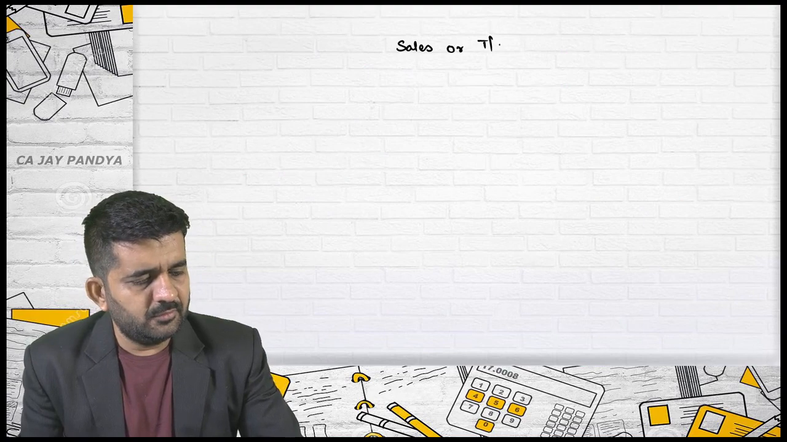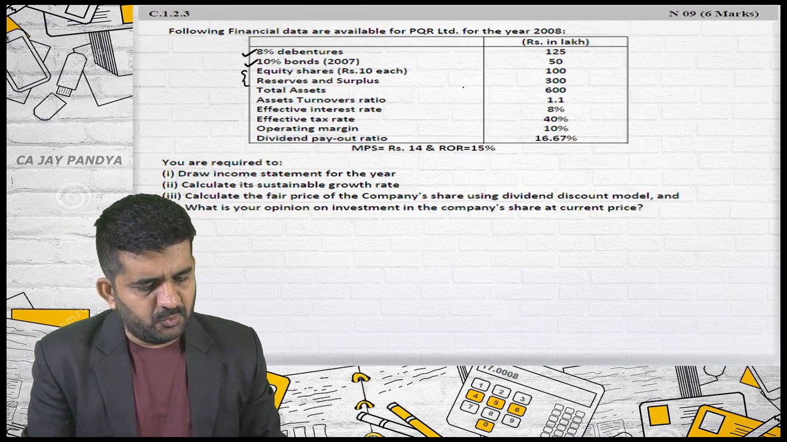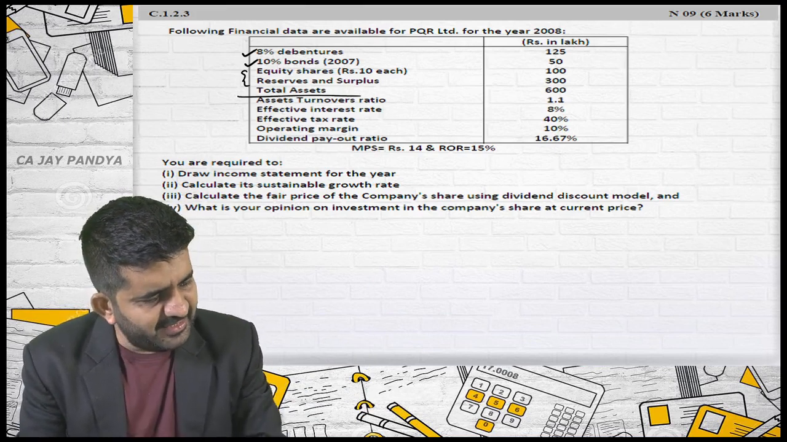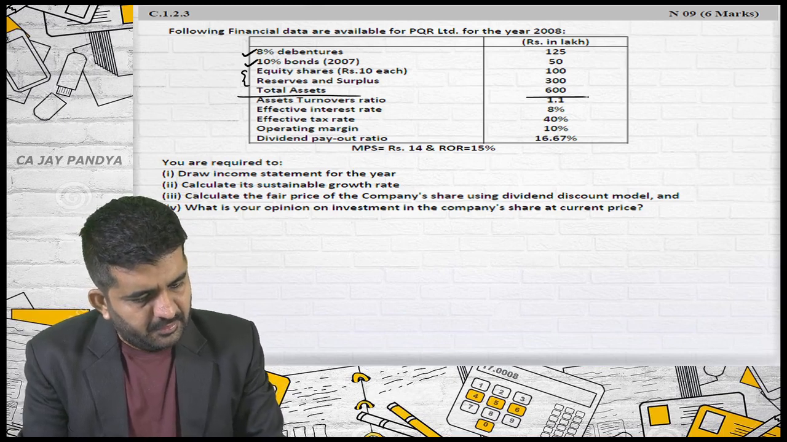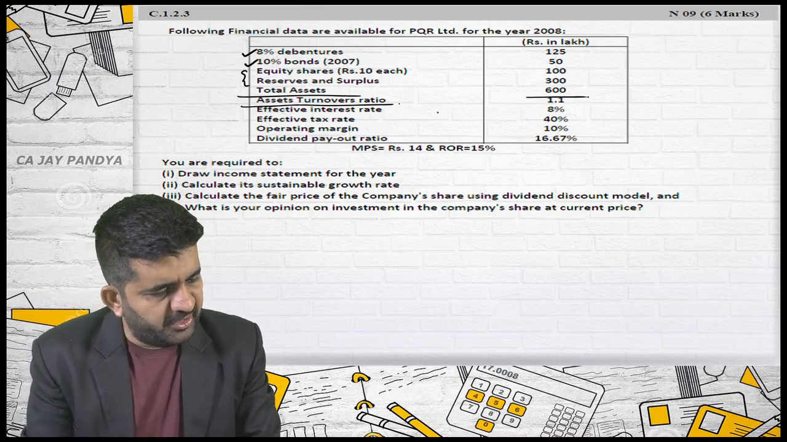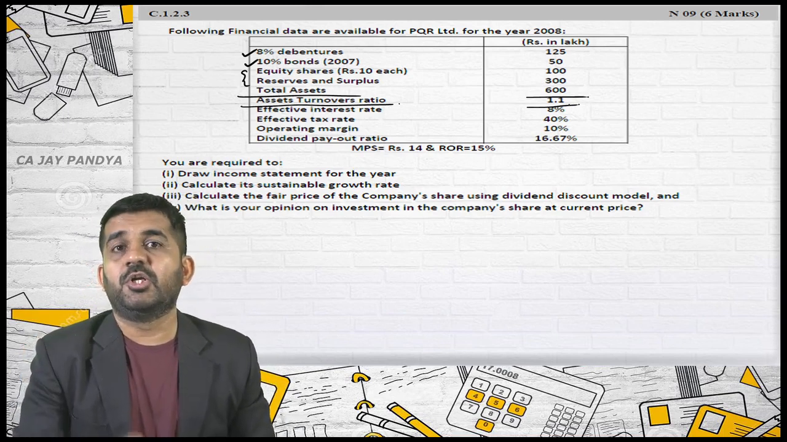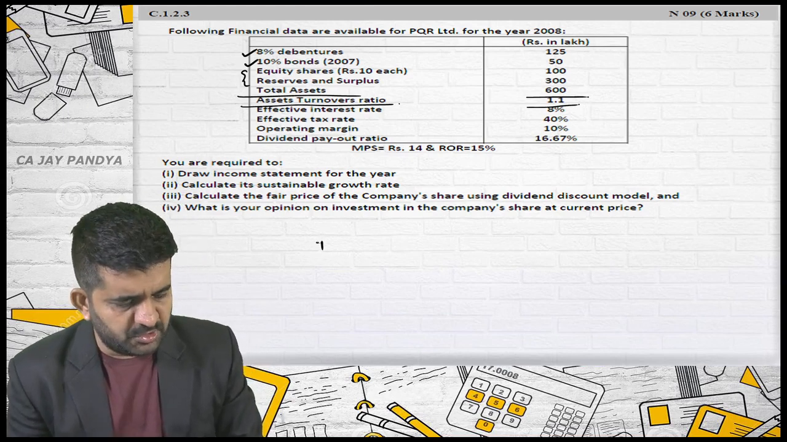So the income statement for the year starts with sales or turnover. Is it alright? Which information will be useful for finding out turnover? It is total assets, which is 600, and asset turnover ratio, which is 1.1. Now in intermediate you have learned turnover ratios. How to find out turnover ratios? Try to understand.